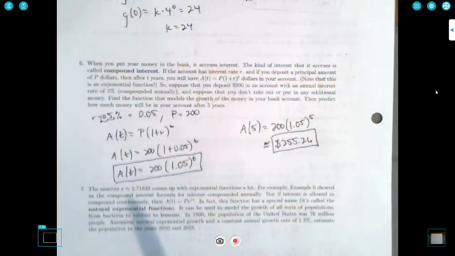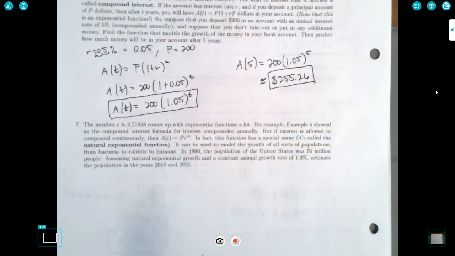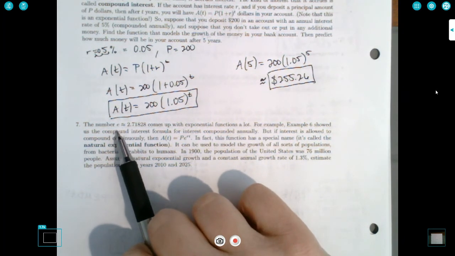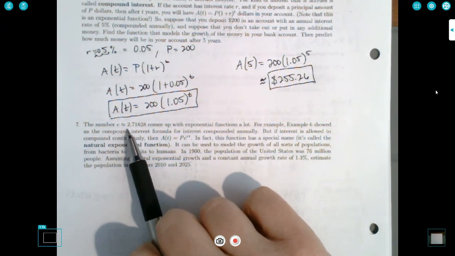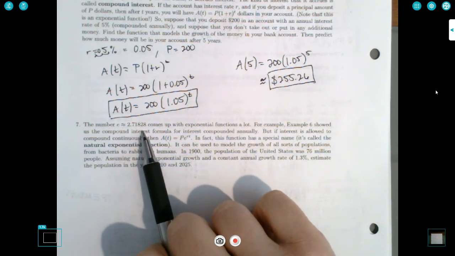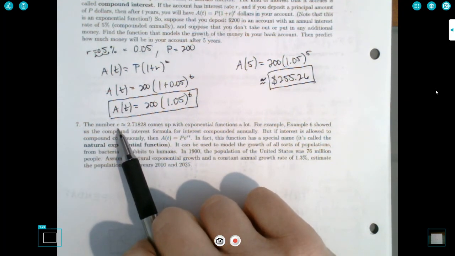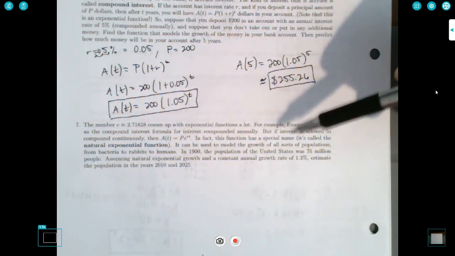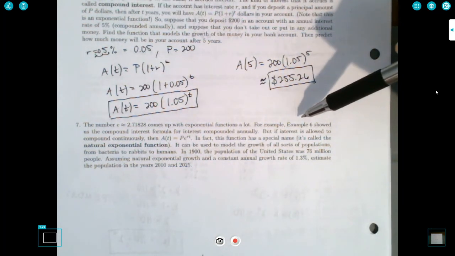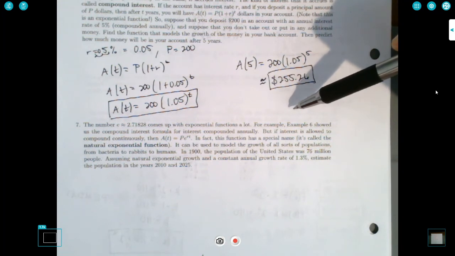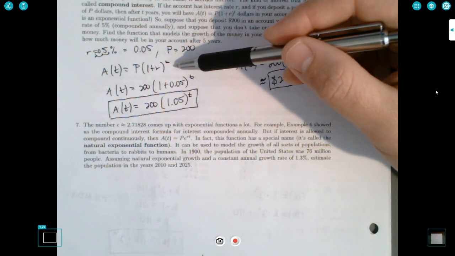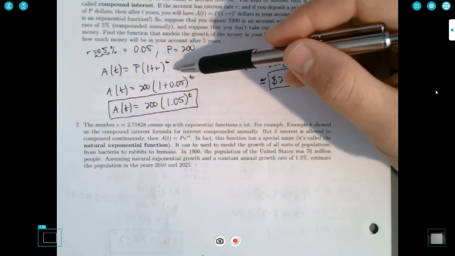Okay, one more. The number e. This is an interesting number. It's kind of like the number pi, right? Pi is like 3.14. e is about 2.71828. And this number comes up with exponential functions a lot. For example, in our previous example with the compound interest, this is the formula for compound interest if the interest is compounded once per year.